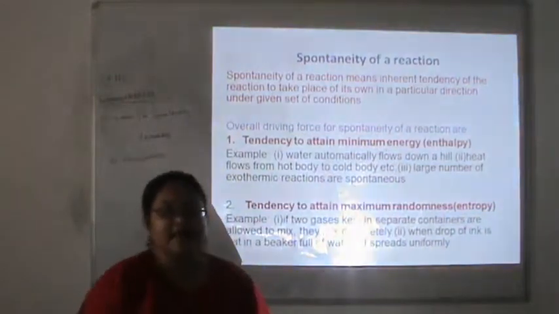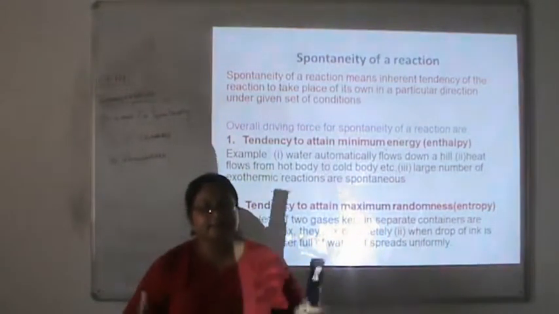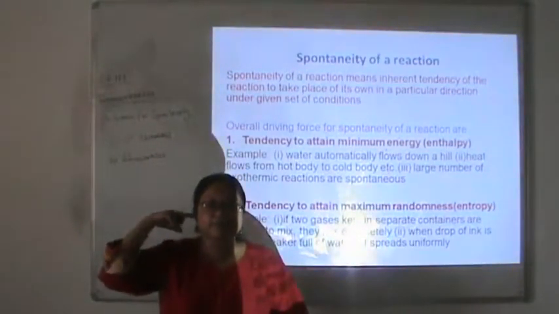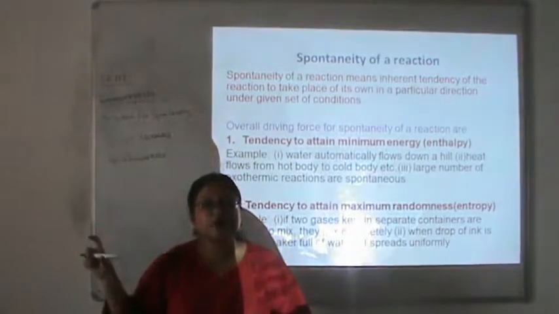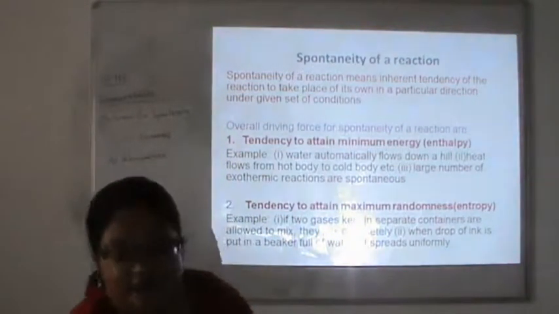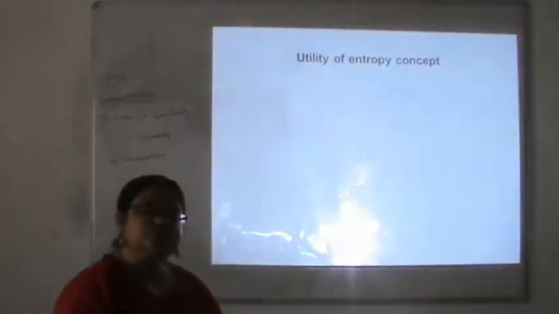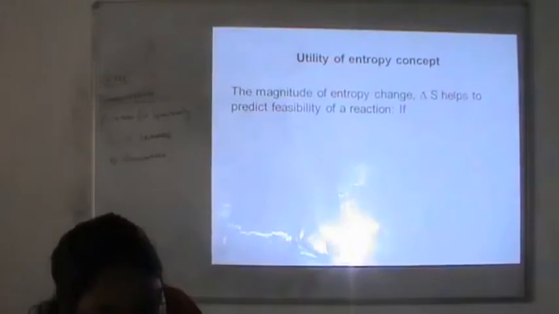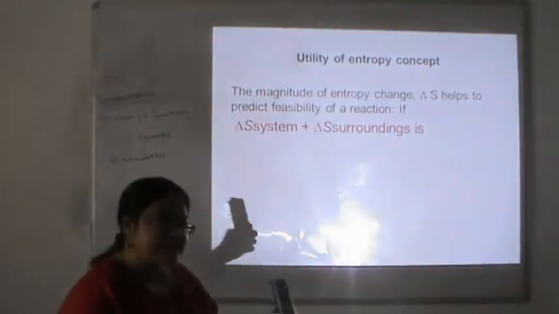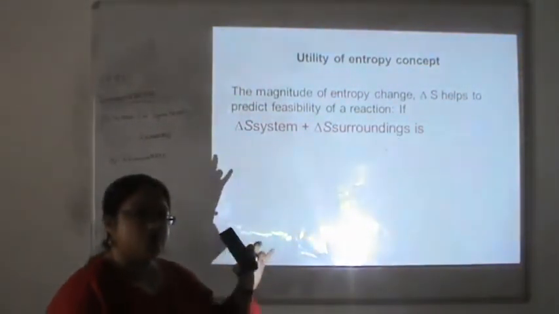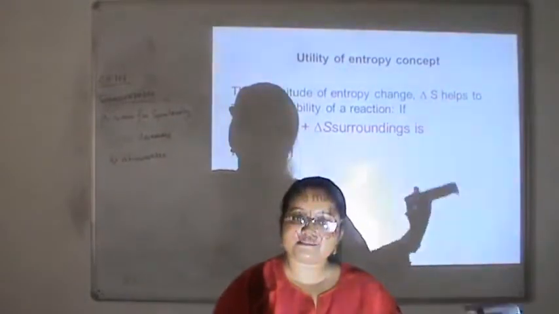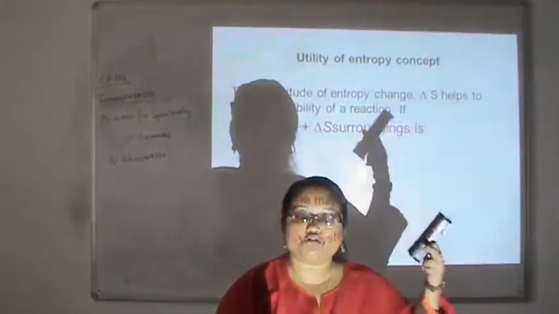Entropy increases. Two gases kept in separate containers are allowed to mix, and they mix completely. When a drop of ink or a drop of colored substance is put in a beaker full of oil, it spreads uniformly. These are examples of increase in entropy. So what is the utility of the entropy concept? The magnitude of delta S helps us to predict the feasibility of a reaction. The first law is conservation of energy. It doesn't give any conception about the direction of energy flow or the feasibility of a process.